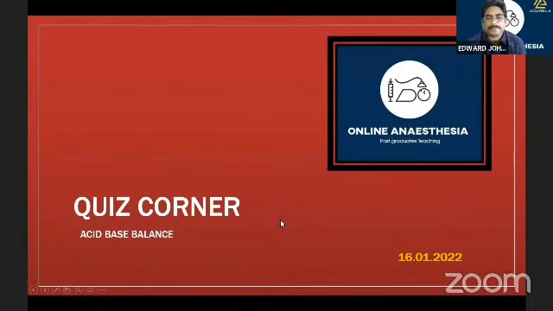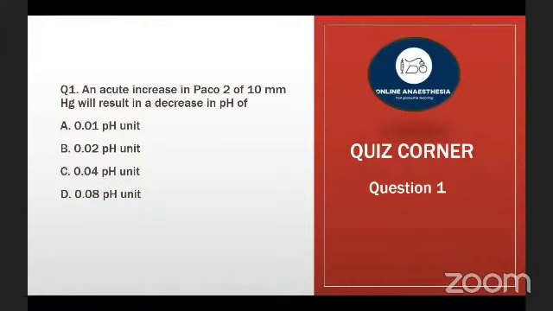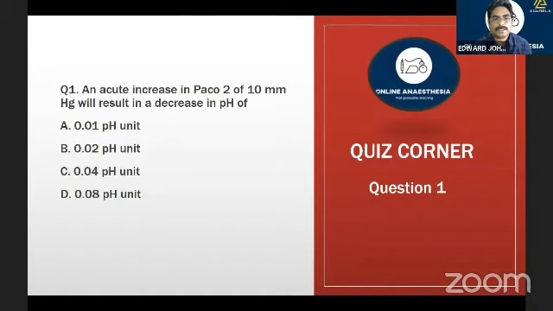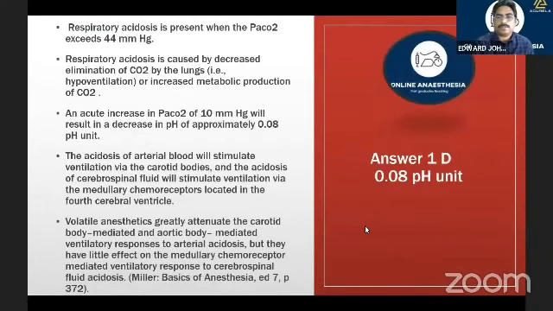So we move on to the quiz corner. My first question is, an acute increase in PaCO2 of 10 mm of mercury will result in a decrease in pH of how much? Sanjay has discussed PaCO2 relation to the bicarbonate, but here I am asking the PaCO2 relation to the pH. So what could be the answer? 0.01, 0.02, 0.04 or 0.08? Hold please. Still they are answering. Okay, so the answer they have given is 0.01. So we will see the answer. It is 0.08.